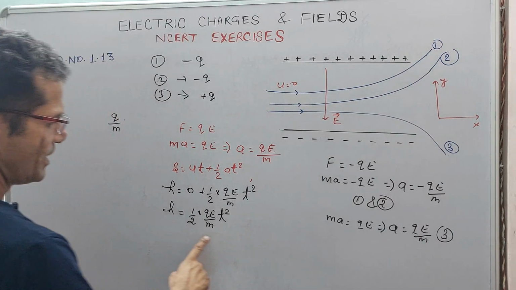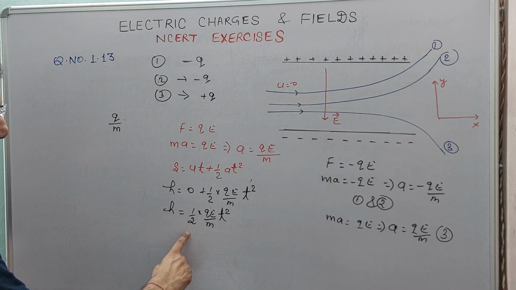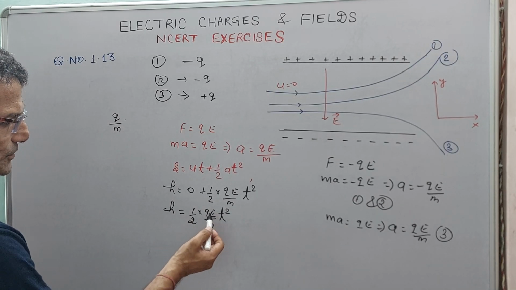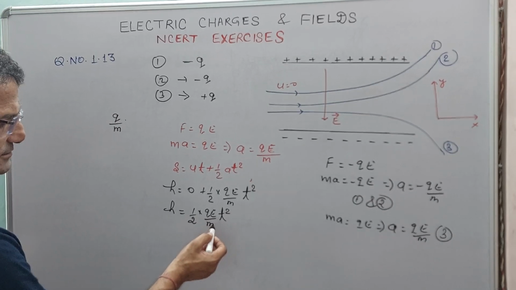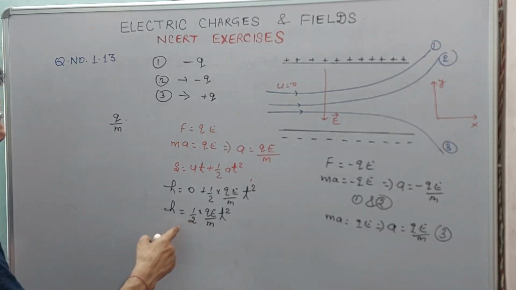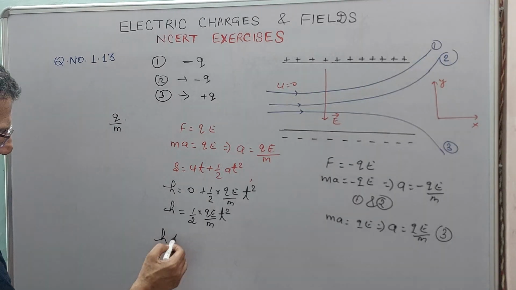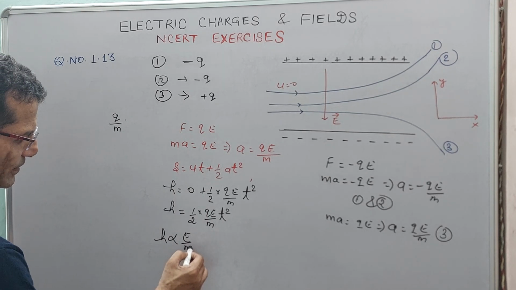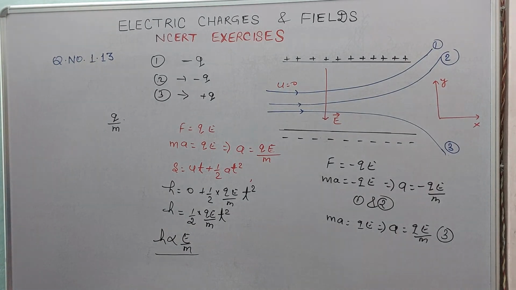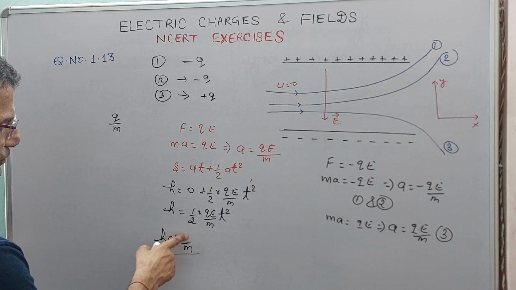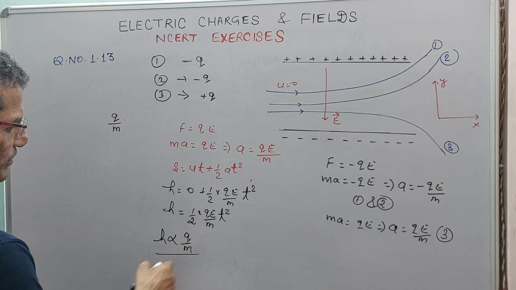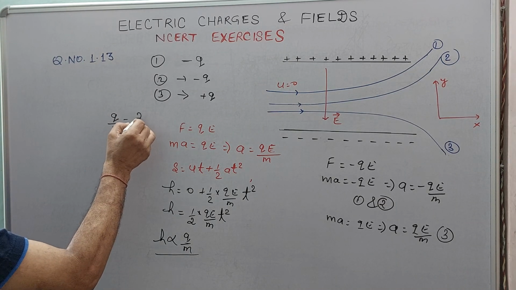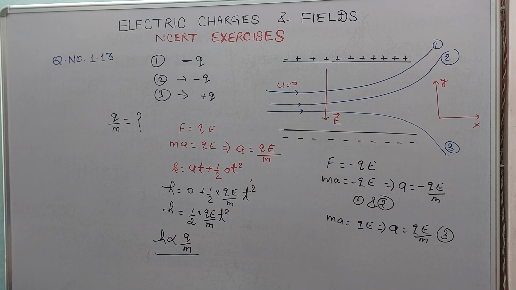Here the half, E and t square are the same for all particles, so h is directly proportional to Q by m. So we need the charge to mass ratio, Q by m, which is required. We have to find which particle has the highest one.